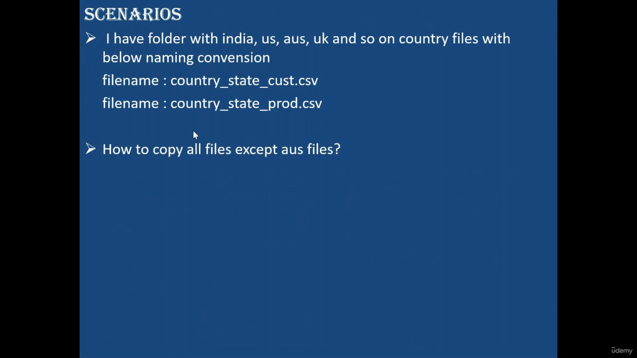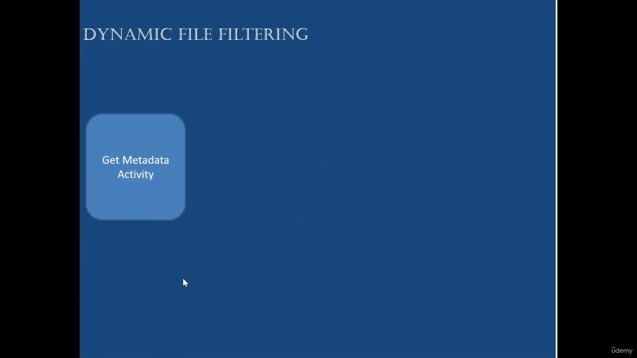So let me tell you what we are going to do. Okay, let me show you the design of the pipeline. First, I'll be using a get metadata activity. Remember, the get metadata activity is used to get the metadata information.